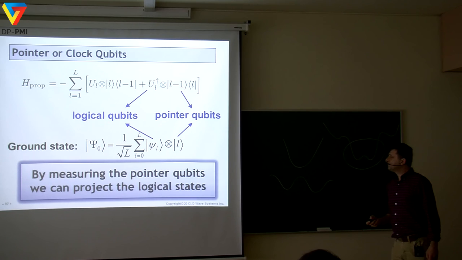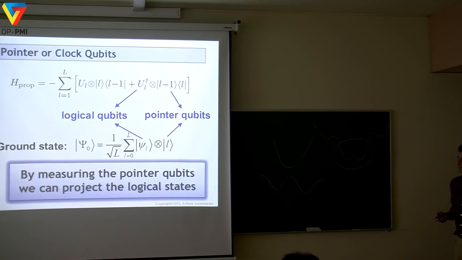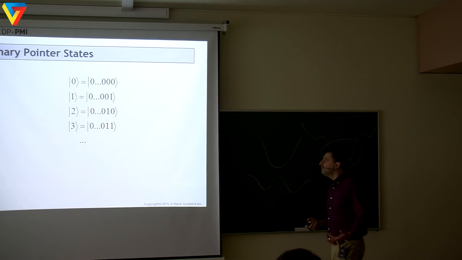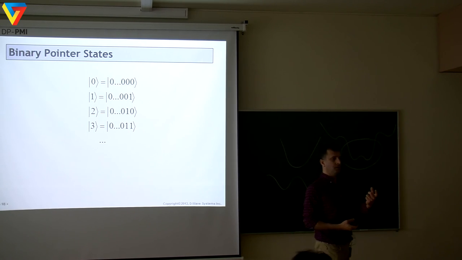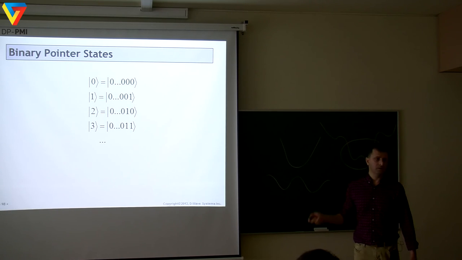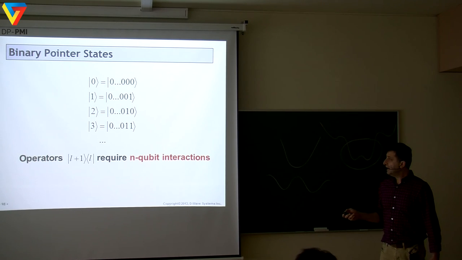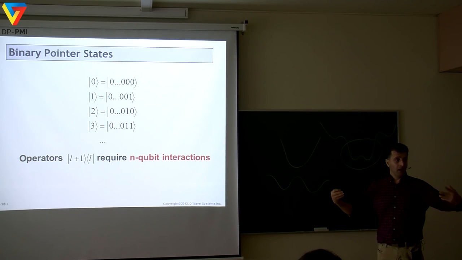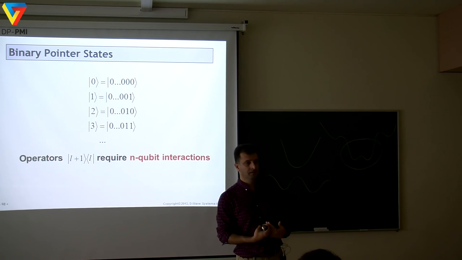Okay, so now how do I actually introduce these pointer states? The most natural or simple thing to do is just pick up a few qubits and choose them to be binary states: 0, 0, 0, 1, 1, 0, 1, 1, and so on and so forth. But that's not a good way. The reason is, if I choose this way, in order to make operators like this, I require all qubits to couple to every other qubit. And that is physically not possible.